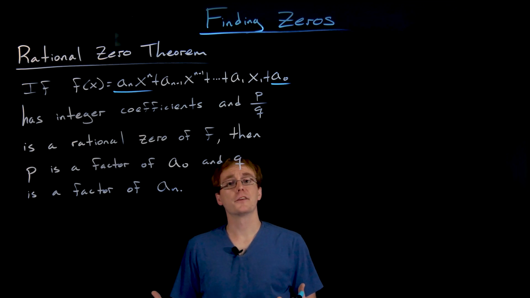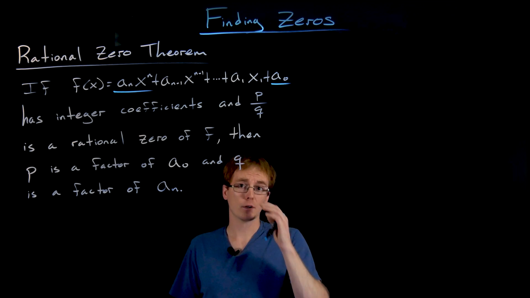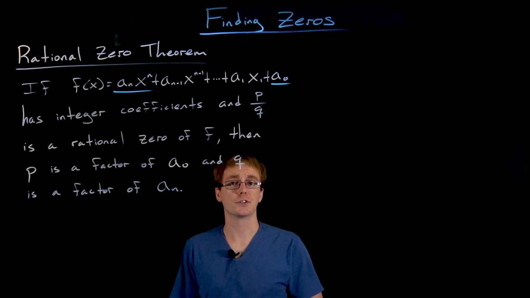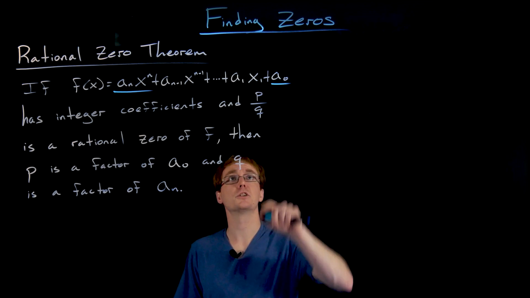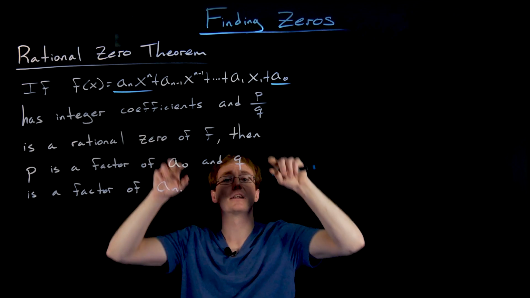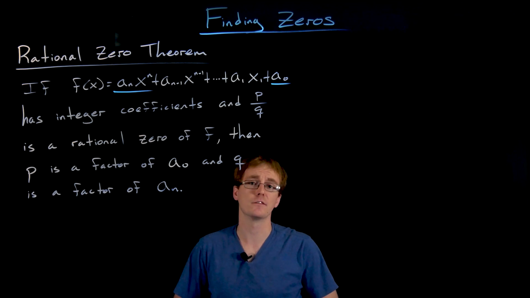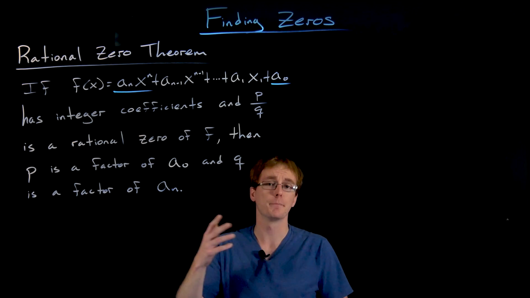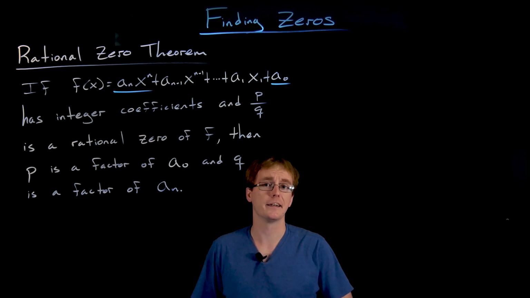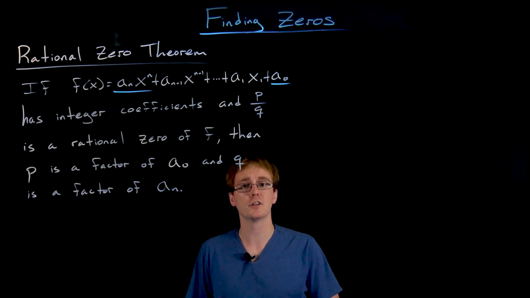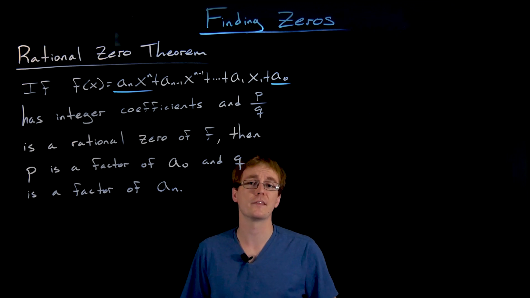And so what this theorem allows us to do is notice that if we do have a rational zero for a polynomial function, we should be able to look at these two numbers and all the different combinations of factors of those two numbers to create these p over q quantities. And if we do have any rational zeros, we should be able to find them within that list that we create.